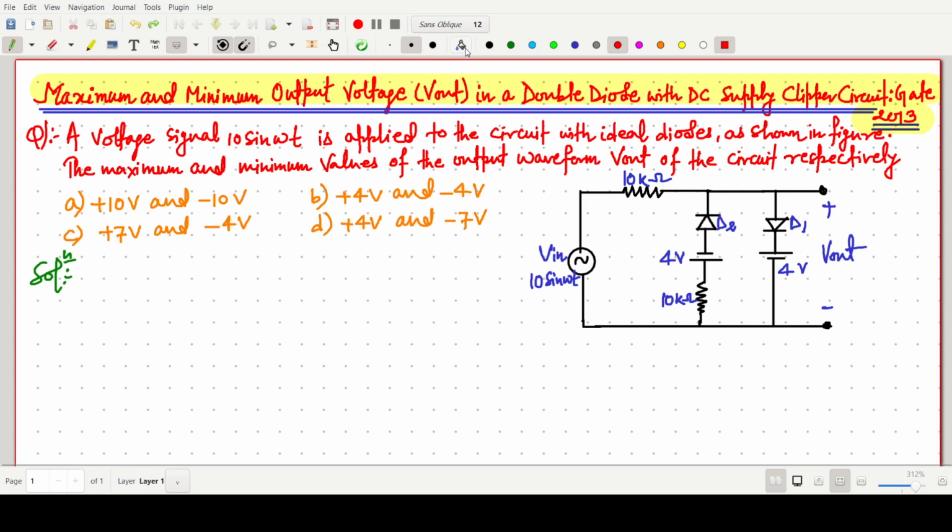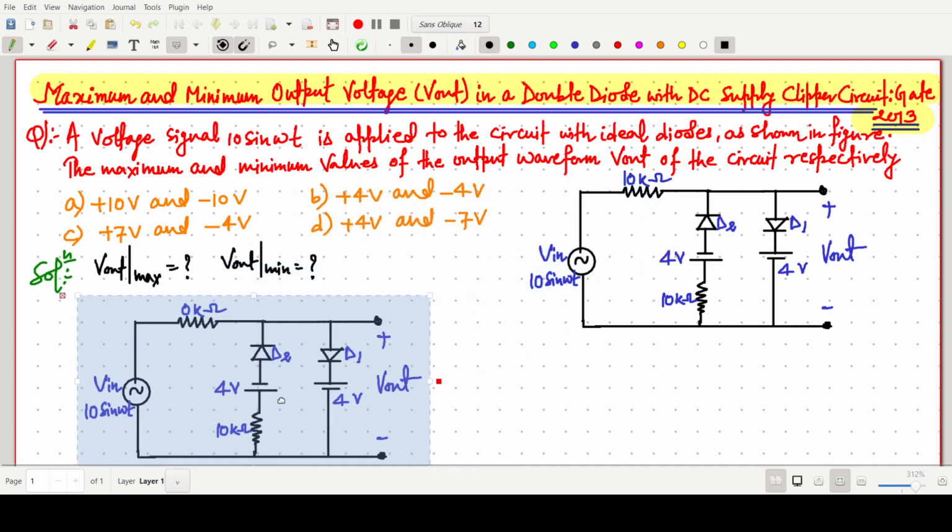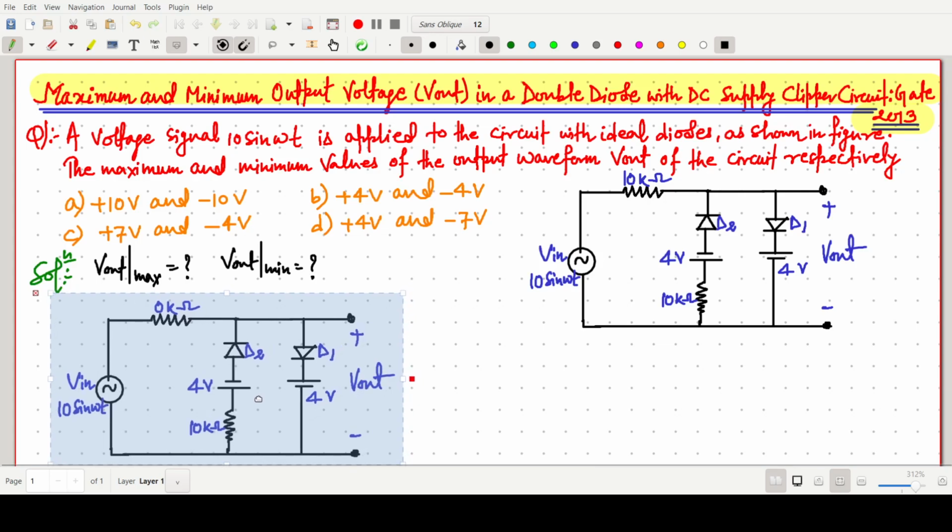Okay, so we have to find V output maximum, V output max, and V output minimum. This is a two diode based problem, and two additional supplies are there. To solve such a question, we have to break it into individual diode based problems. So what we are doing, I am just drawing the same diagram here.